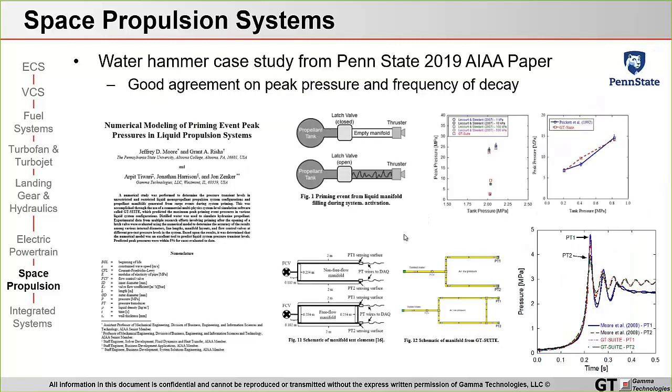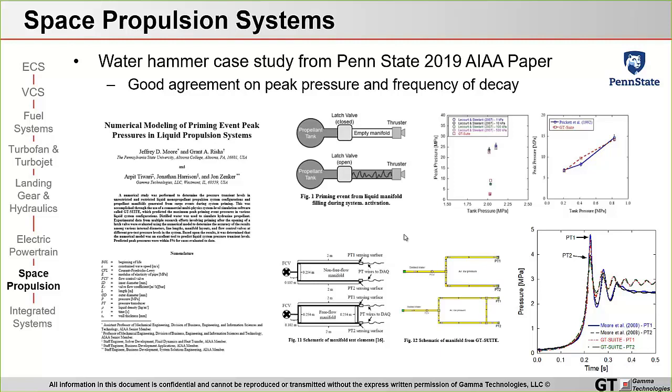So just to show a case study, there's a nice water hammer case study that was done by Penn State at last year's AIAA conference that looked at the typical scenarios that you might see in a space propulsion system, where you suddenly open up a valve to a thruster, and you want to see what the peak pressure might be during an event like that.